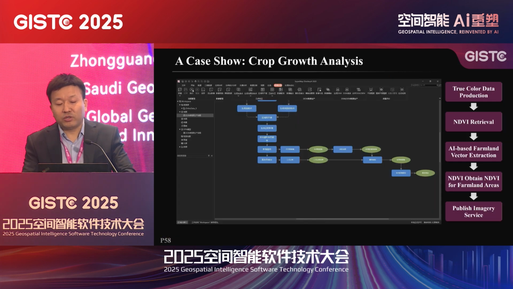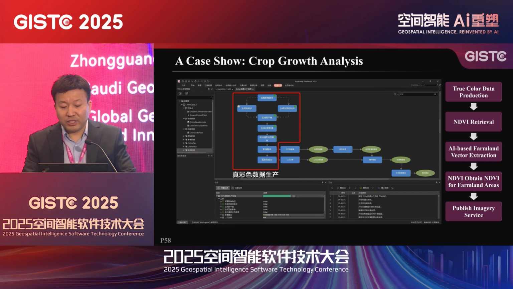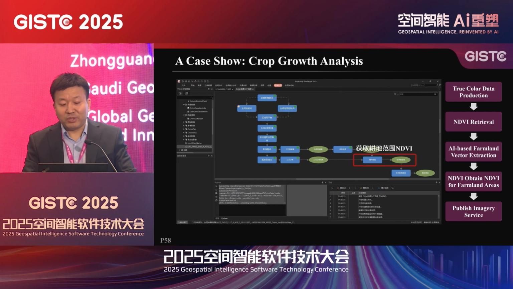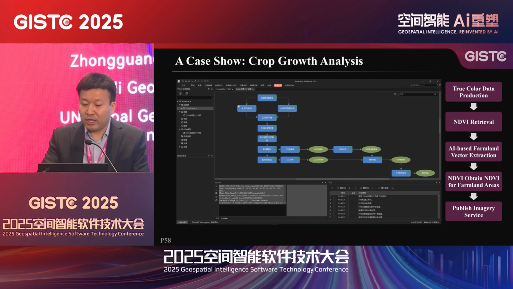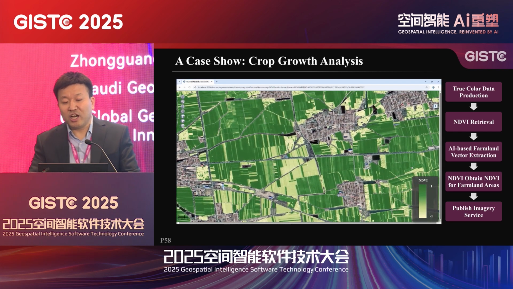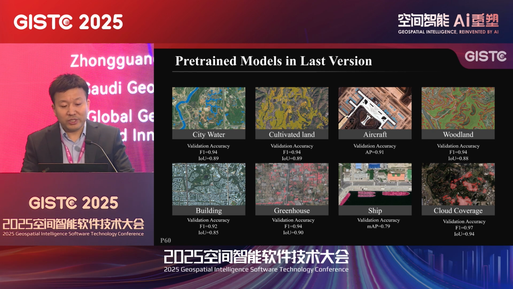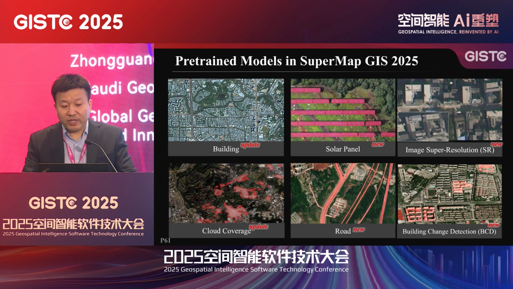Okay, we have integrated remote sensing production and application capabilities. In this case, after image production, remote sensing and GIS application integration further enhance work efficiency. Okay, then the second part about remote sensing interpretation. In the last version, we provided the mainstream classification interpretation functions. And in the new version, we continue to upgrade the models to deliver more accurate results.